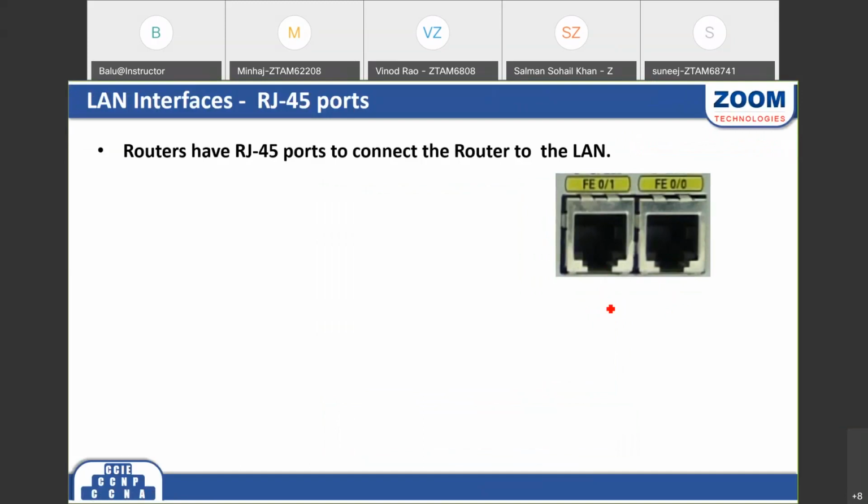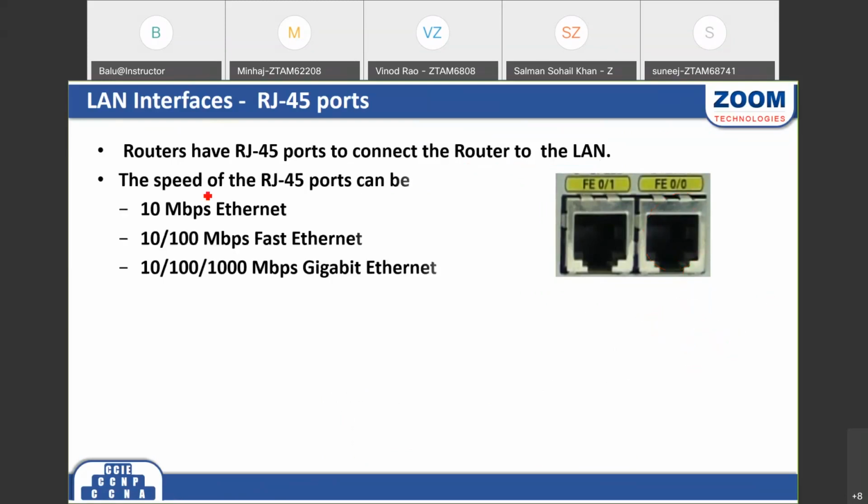Routers have RJ45 ports to connect. Router to LAN means router LAN port to LAN, which is nothing but what? Switch. All are types of RJ45 ports, meaning Ethernet ports. Ethernet, Fast Ethernet, Gigabit Ethernet is only my small example, but I have shown it on the Cisco website, right? 10 gig, 20 gig, 100 gig, Tbps, 80. Like this.